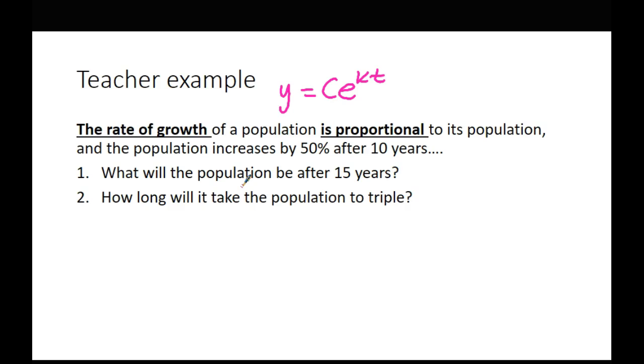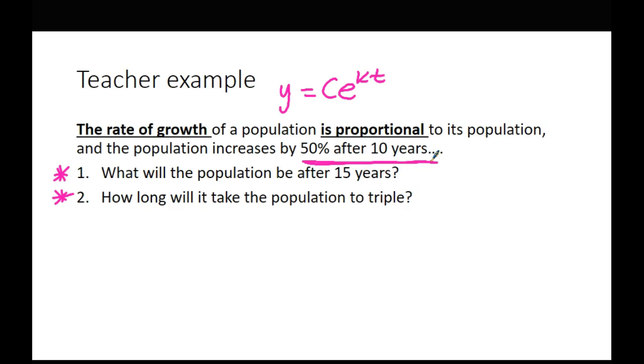So they're telling us that the population increases by 50% after 10 years. Then after that, they ask us some questions. Now, the reason they tell us this is because this is kind of like your initial condition that you're going to use to figure out what the K is. So the first thing we have to do is figure out what K is.